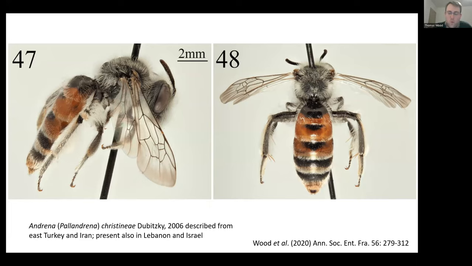So even though we do have high species turnover between these regions, it's imperative that one learns the entire regional fauna, because species can have very widespread and isolated distributions.